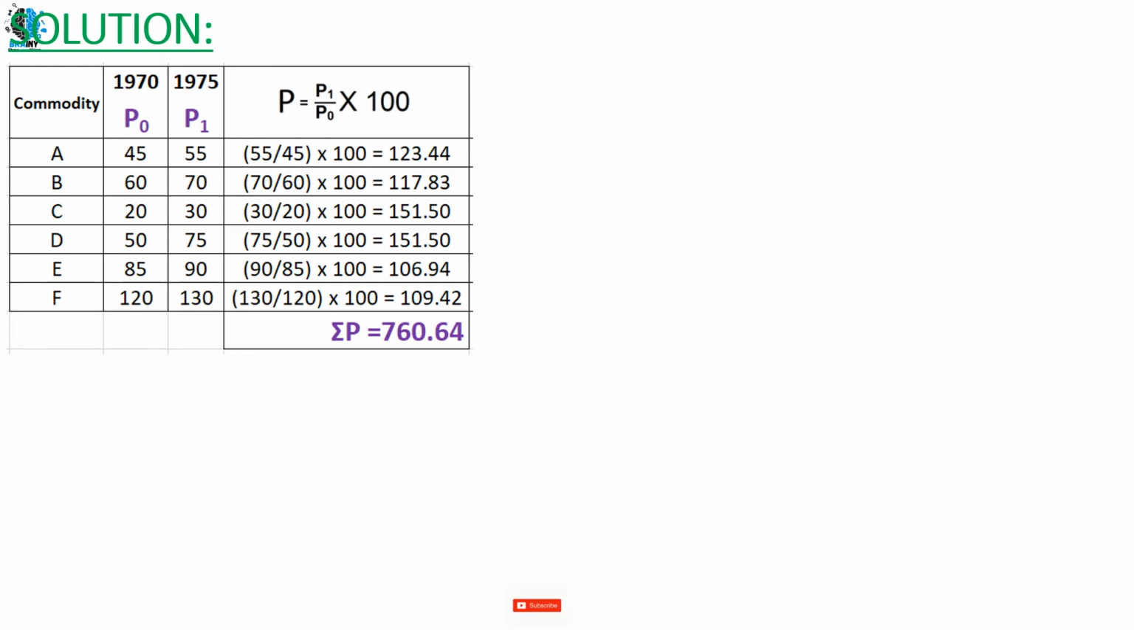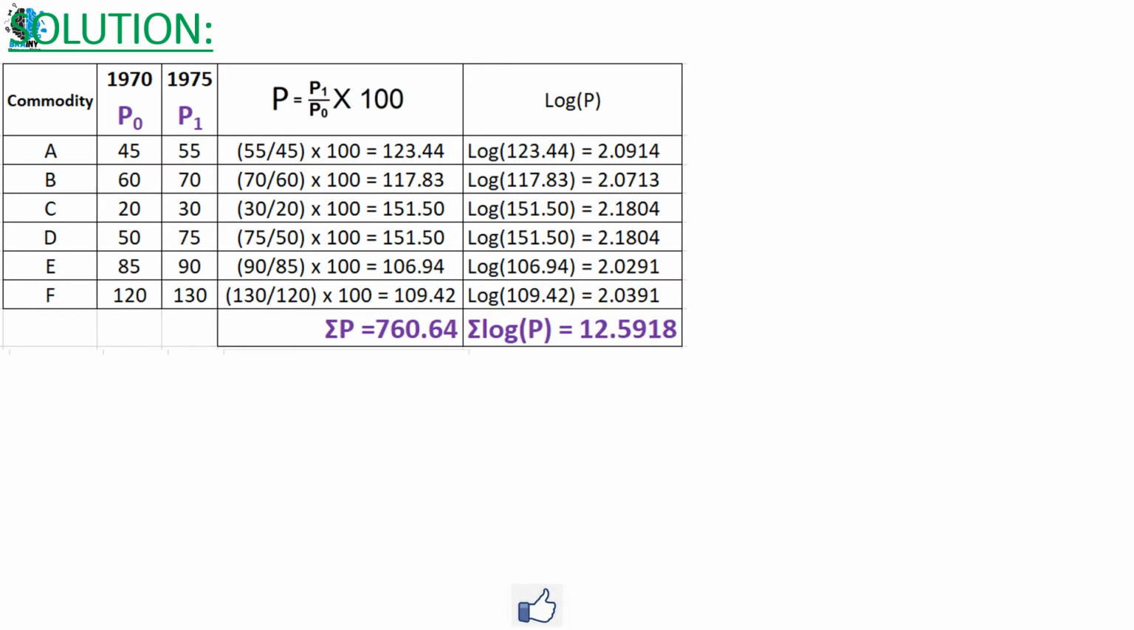What is our next step? As per the geometric mean, we have to find the log P. We have to find the log of each individual price relative. So our next column will be log P, where we find the log of all the price relatives. Here the P value is 123.44.